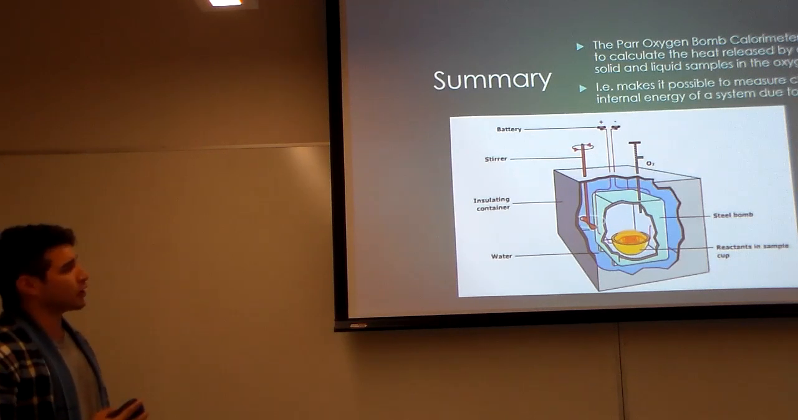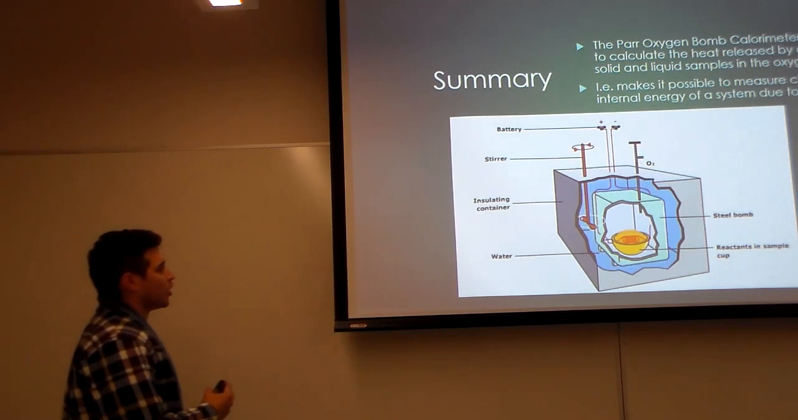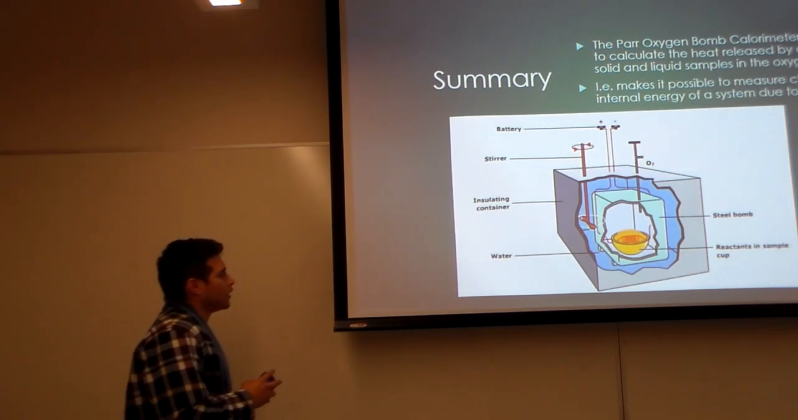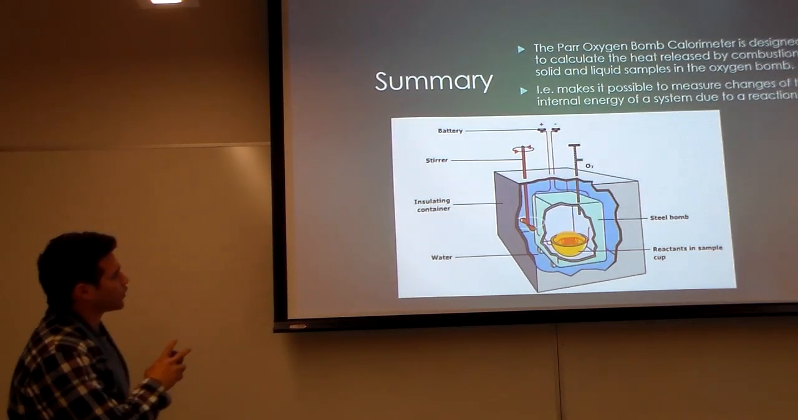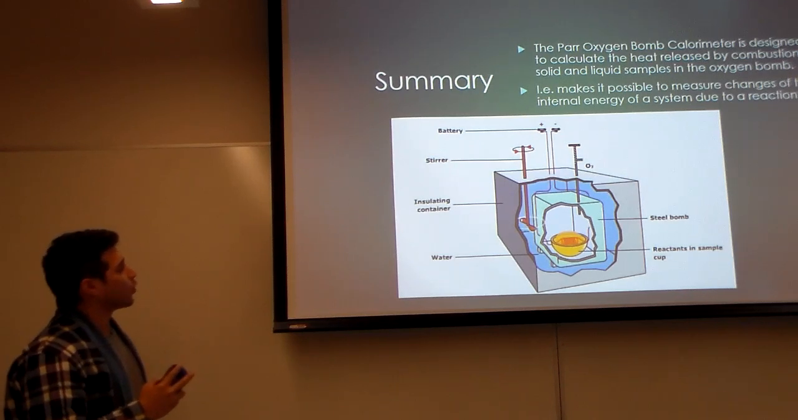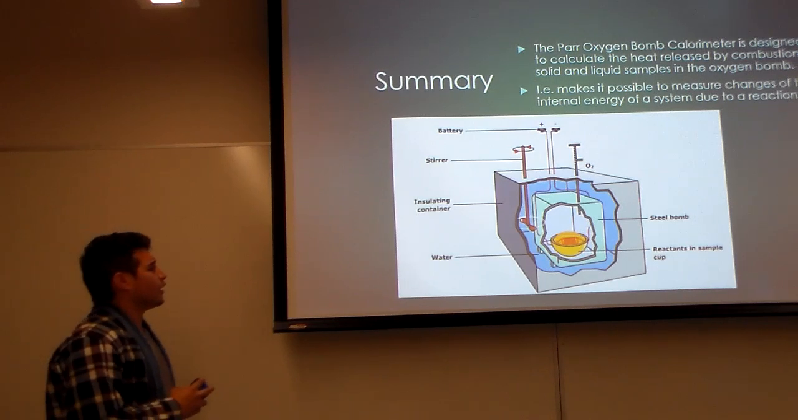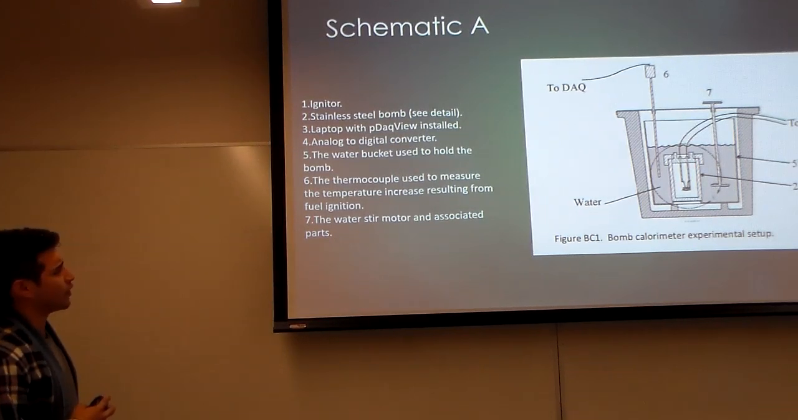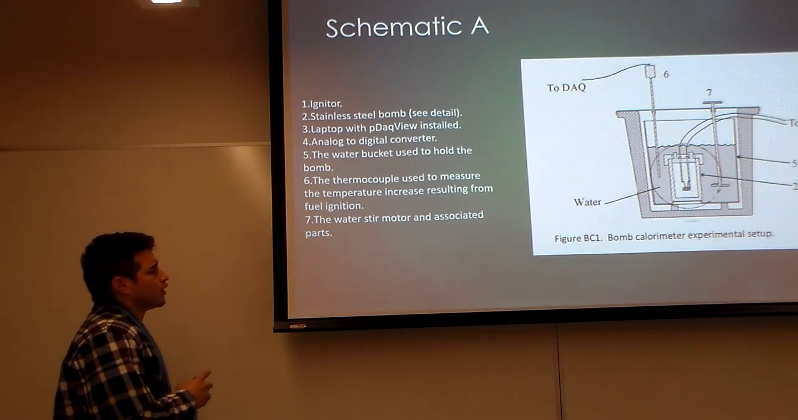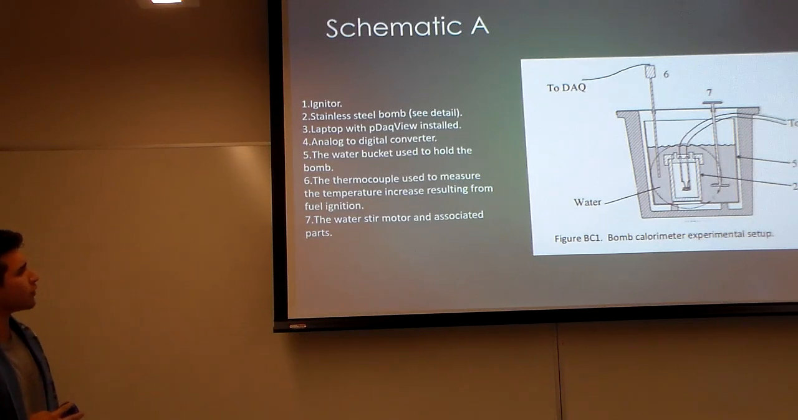In other words, it makes it possible to measure changes of the internal energy of a system due to a reaction. In this brief diagram, we have the insulating container. We also have the surrounding water with the stirrer to provide a uniform water temperature. As well, we have the oxygen provided to purge out any air, and the reactants in the sample cup. This is a quick schematic of what we will be working with.